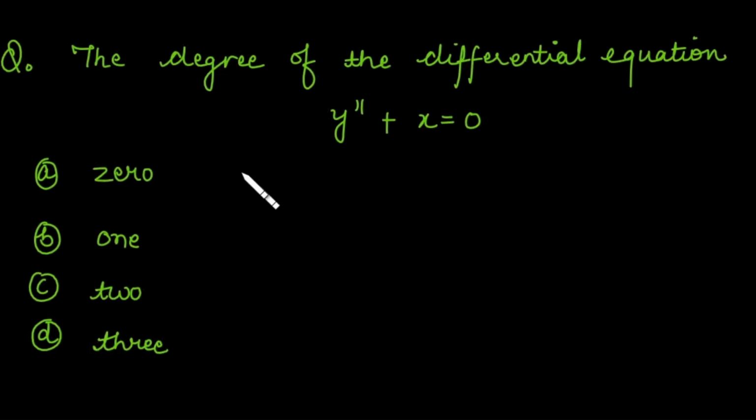Moving to the next question. The question asks for the degree of the differential equation. Again we can check this one. There is a second order derivative over here and its power is 1. So we can directly say that the degree of this differential equation is 1. So the correct option is option B.